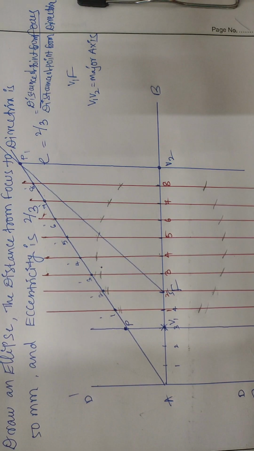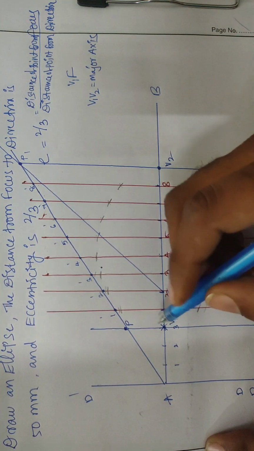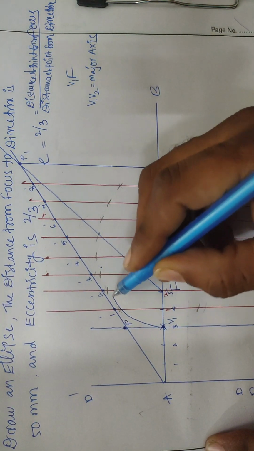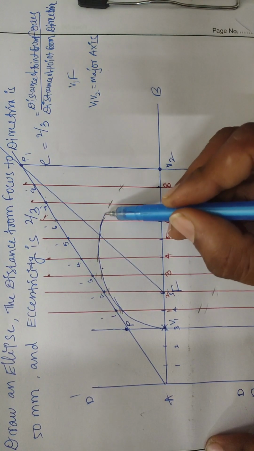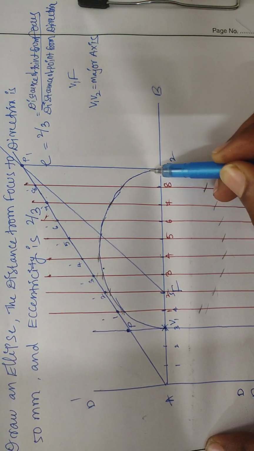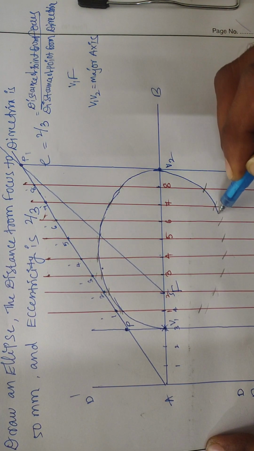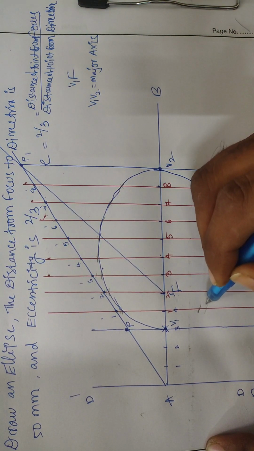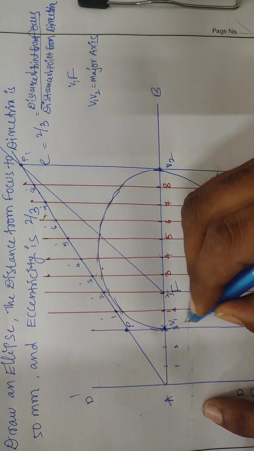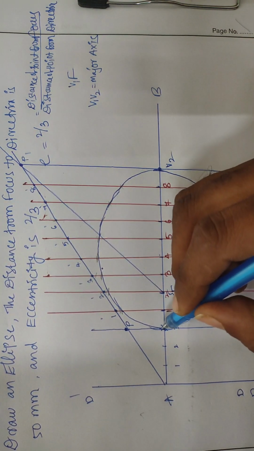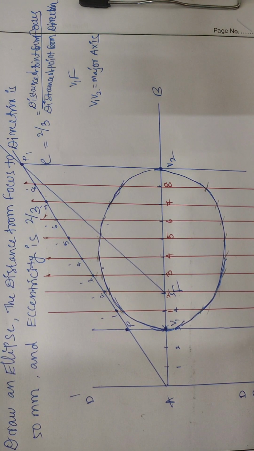Now, join all these arcs by using your free hand. See, I am joining here. V1 is the starting point, and by joining all the arcs, V2 is the end. We need to end here at V2. Like this we need to join all the arcs. This is going to be your ellipse.